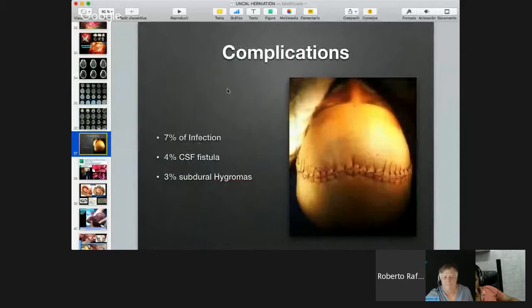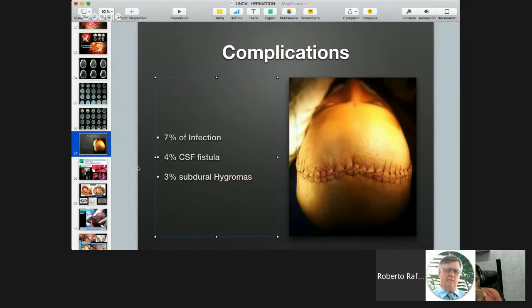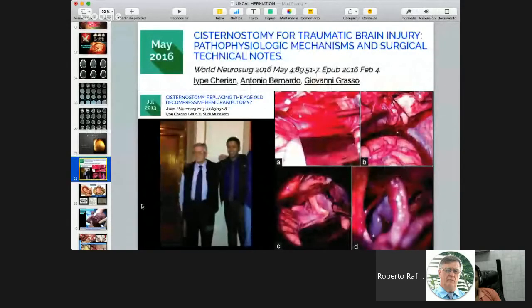And the decompressive craniectomy has complications such as infection, CSF fistula, subdural hygromas. It is an important surgery. But now we have this.